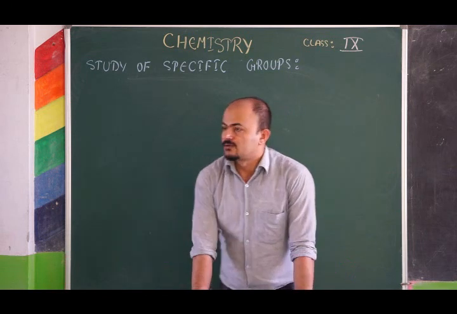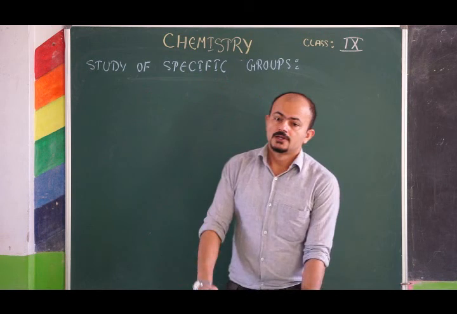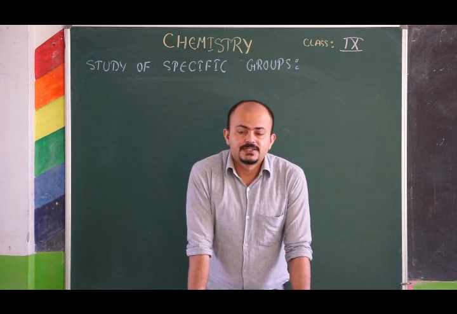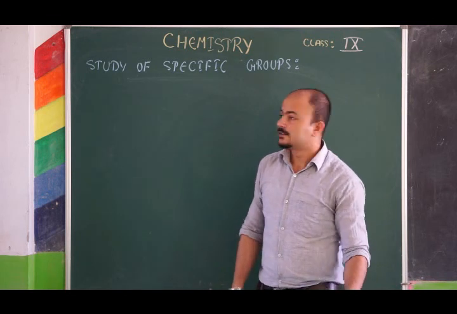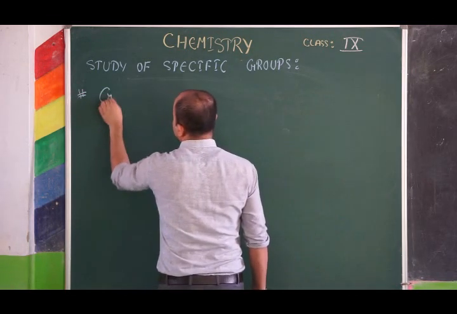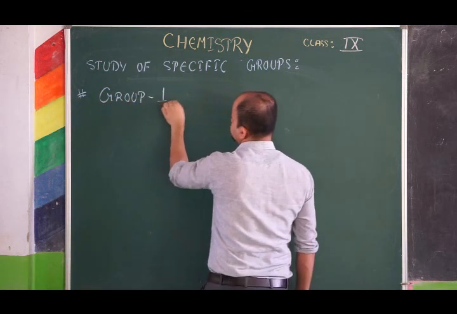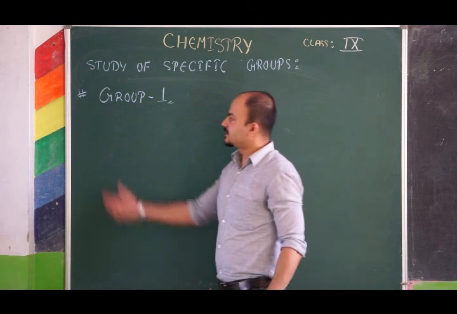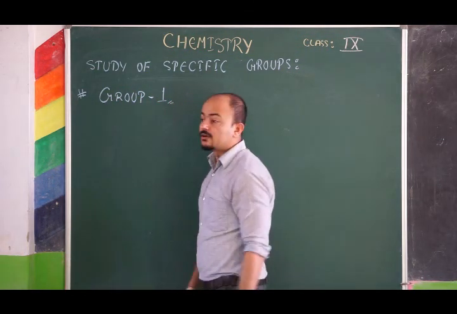We'll be discussing some specific groups. Okay, so, study of specific groups. We have discussed periods and groups in our previous video. Today we'll be discussing the first group, that is group 1. So group 1 means the first column on your modern periodic table.